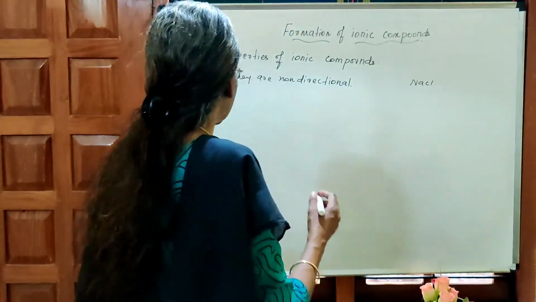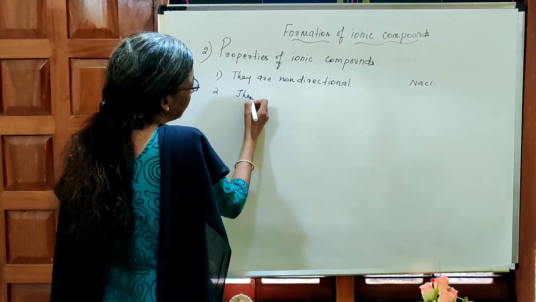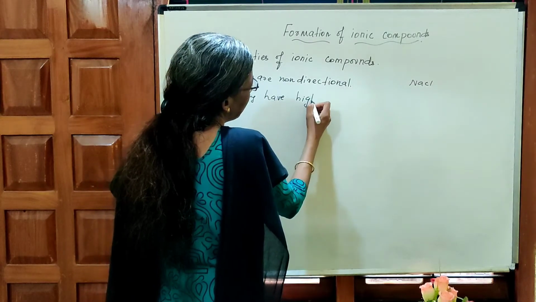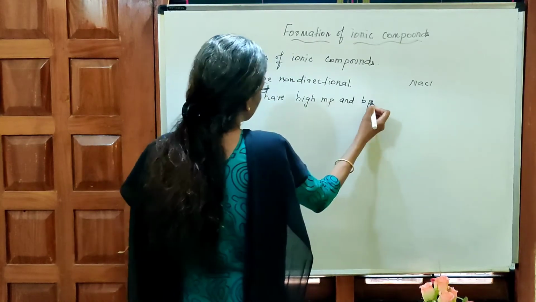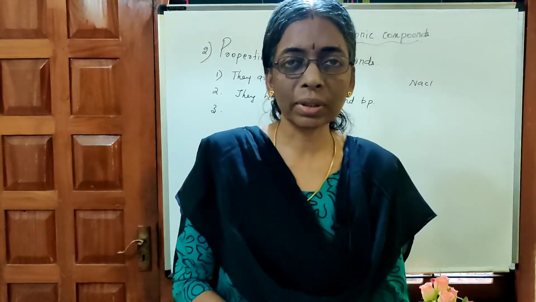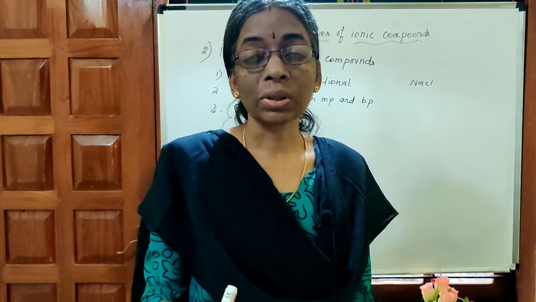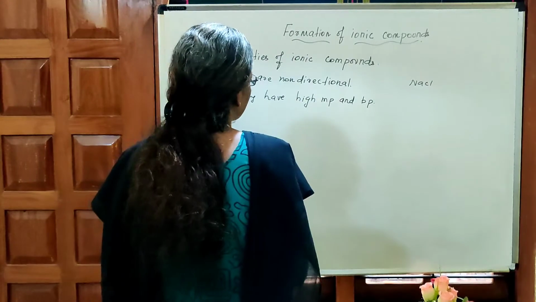So, non-directional. Second, generally they have high melting point and boiling point. There are covalent compounds like diamond that have very high melting and boiling points, but generally we compare this. Ionic compounds normally have high melting and boiling points.